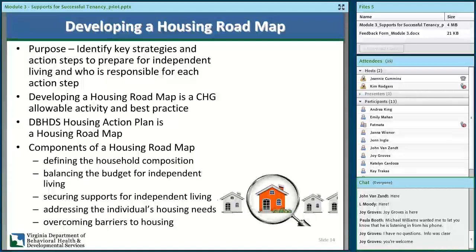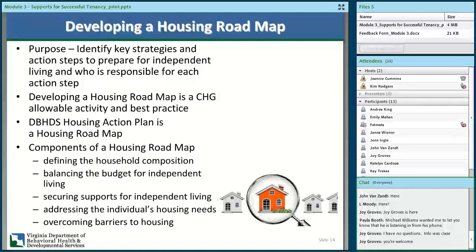A link to a housing roadmap template is available in the FAQ for Module 3. Moreover, the Housing Action Plan that is part of the DBHDS Housing Referral Package is an example of a housing roadmap. The support coordinators are responsible for submitting the Housing Action Plan. So upon a support coordinator's request, a community housing guide can complete the Housing Action Plan with the individual and his or her planning team.